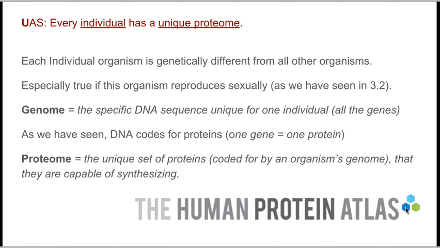Nice little website. If you want to go to it, just do a Google search, the Human Protein Atlas. There's a few different things you can do there, but it's basically trying to track all of the different proteins in a human being, between 20 and 25,000 of them. So some nice little things to look at on that website.